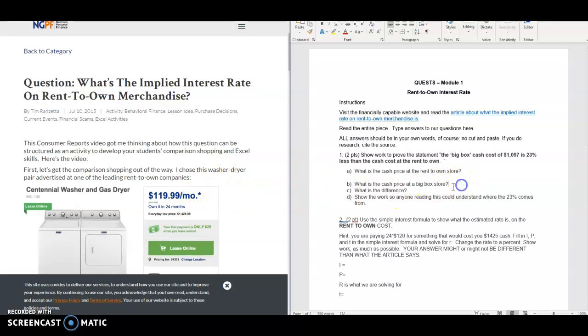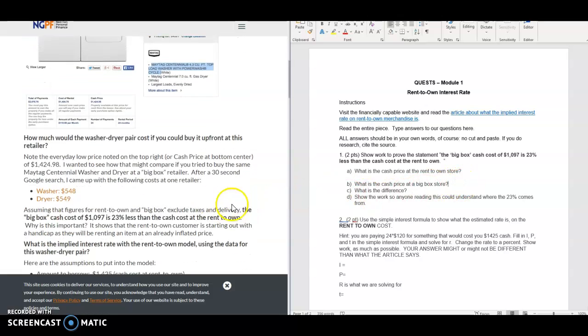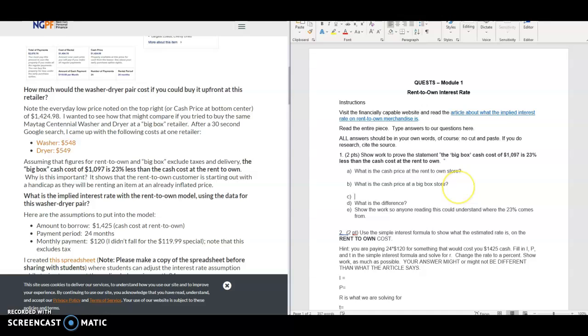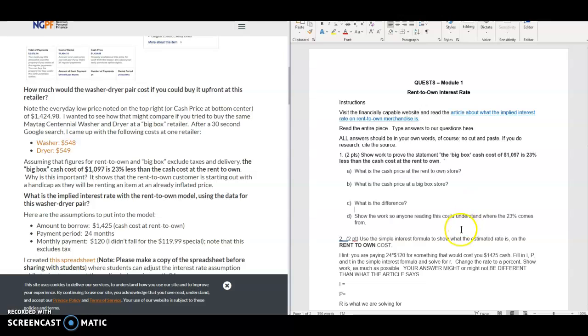And then what about the big box store? When you read through here, it talks about how we did a Google search and came up with this price. So we have to figure out the total of these two, and you're going to enter them there. Then it says, what's the difference? The difference is the subtraction. So you're going to look at where the 23% comes from.